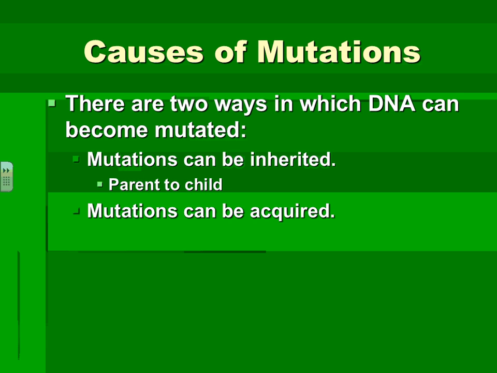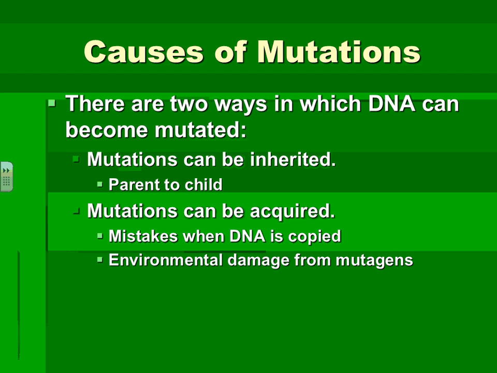Throughout your life, you can pick up something or be exposed to something in your environment, and through exposure, it creates a change in your DNA. So it could happen where there's just a mistake where your DNA was copied. Or there's some exposure in the environment which damages your DNA, and that's from a mutagen.